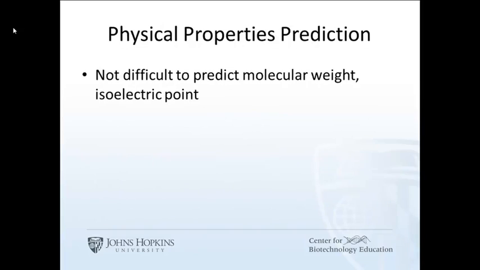These calculations are among the easiest in sequence-based bioinformatics. For molecular weight, each amino acid has its own molecular weight. Add them up, and then subtract the weight of water for each peptide bond in the chain. That's because one H2O molecule is released upon peptide bond formation. Isoelectric point is a little more tricky, but not that difficult.